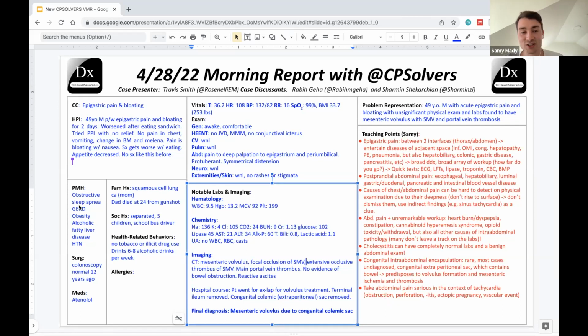And the main message of today, I think, is to take abdominal pain seriously in the context of tachycardia. Always consider the 5 emergencies: obstruction, perforation, any sort of itis, ectopic pregnancy, and vascular events. Thank you so much again for this case. I think we all learned a lot, and have a great day.